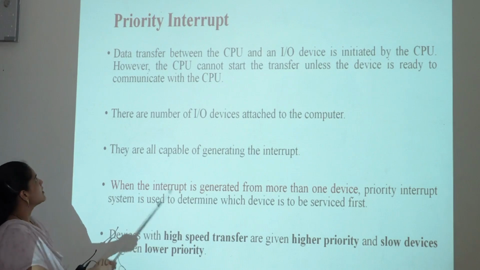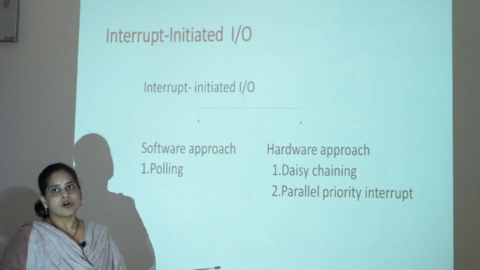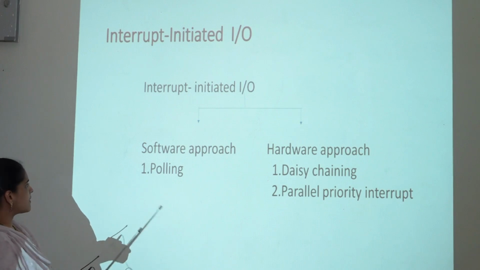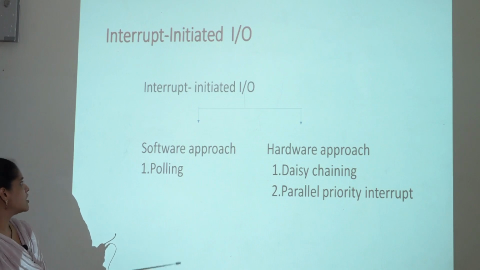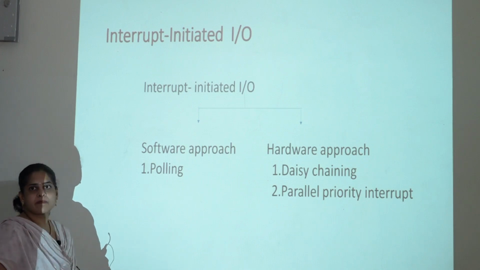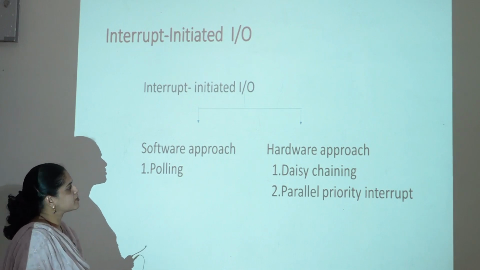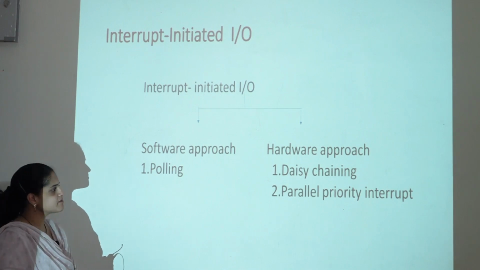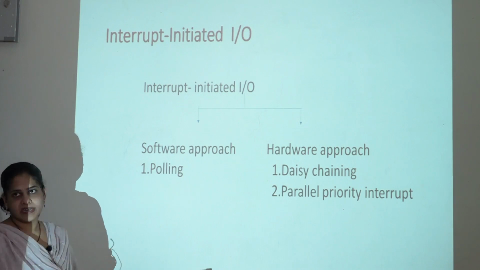So in case of interrupt initiated IO, we have two types of approaches. One is a software approach and the other is a hardware approach. In case of a software approach, we apply a mechanism called the polling mechanism. In case of a hardware approach, we go for a daisy chaining mechanism as well as a parallel priority interrupt or parallel priority encoder.